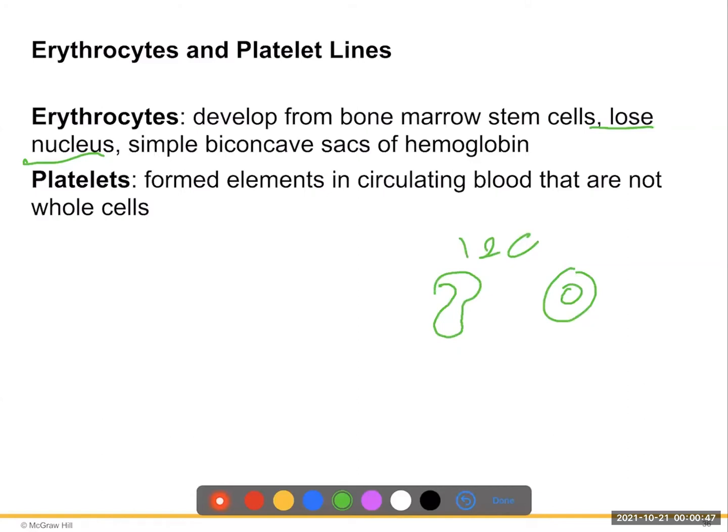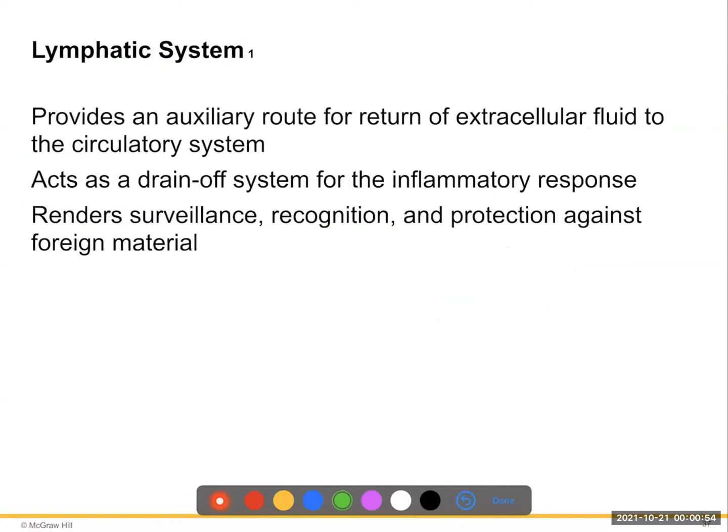Platelets are fragments in circulating blood that are not whole cells. Platelets are formed when they break off the megakaryocytes, those little things that help with clotting. The lymphatic system provides an auxiliary route for extracellular fluid to return to the circulatory system. It drains back into the bloodstream, I think the left subclavian vein. It acts as a drainage system for inflammatory responses, renders surveillance, recognition, and protection against foreign materials. It's part of our immune system.